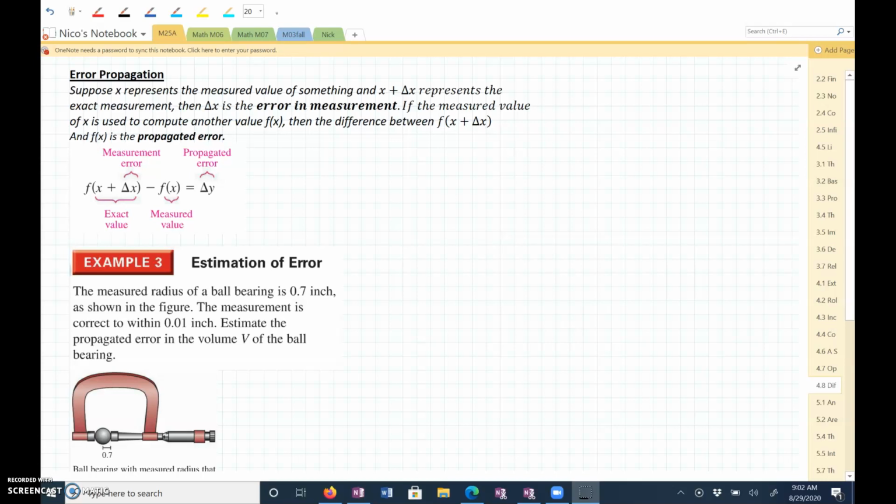Example 3, error propagation. Suppose x represents the measured value of something and x plus delta x represents the exact measurement. Then delta x is the error in measurement. If the measured value of x is used to compute another value, f of x, then the difference between f of x plus delta x and f of x is the propagated error.